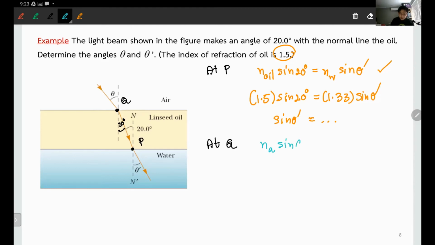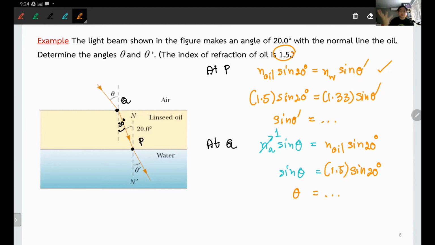And sine of the incident angle, that is your theta at the top, will be equal to, and then you can see down here is once again n of the oil and sine 20. And that's it. n of the air is 1 automatically. So I should be able to say sine theta is going to be 1.5 sine 20. And then you should be able to figure out what theta should be. Done.